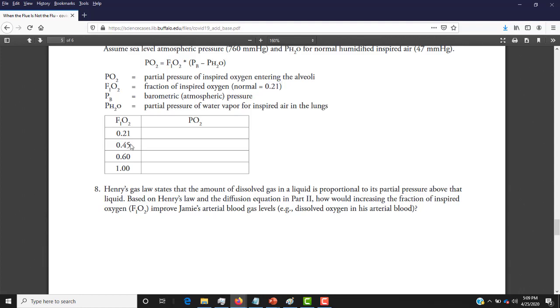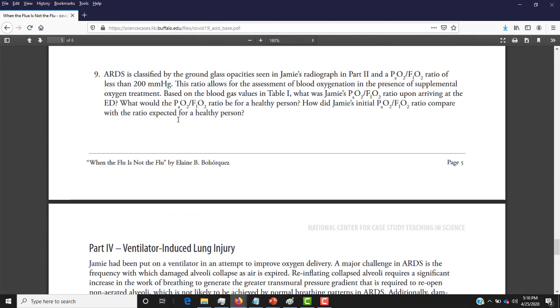So if you have more oxygen available to breathe in, well, that's going to increase the amount of air available in the alveoli. That's the whole point of giving supplemental oxygen to a patient, either through a cannula or through a mask. More oxygen present means more oxygen is going to be entering the alveoli to be used. So that's what I was going for with question number 8. As you increase these values, the more benefit Jamie would get because there's going to be more oxygen present in the alveoli. All right, question number 9.